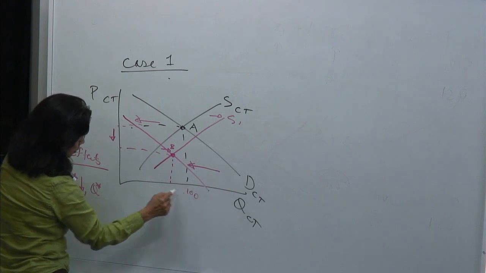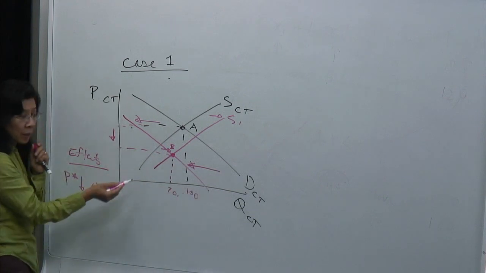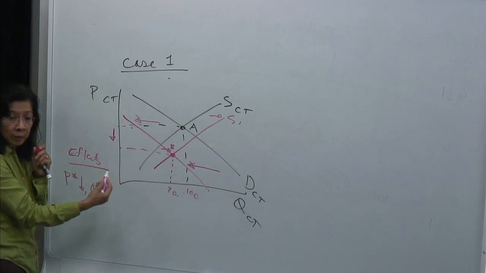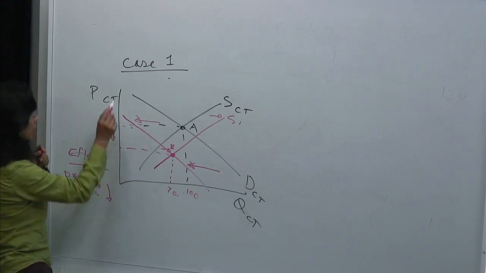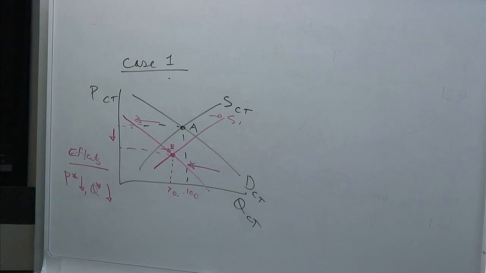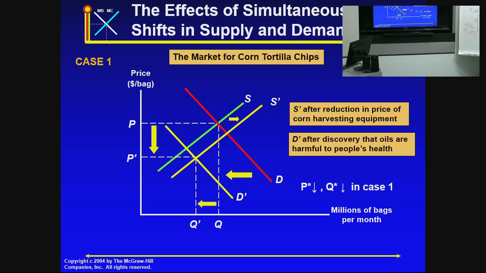This could be 100, this could be 70. If you're not sure, you could go ahead and put a number, so that way you know for sure. So they're both lower, and this is case one. So then the question is asked, is this always like that? Is the price always coming down? Is the quantity always lower?